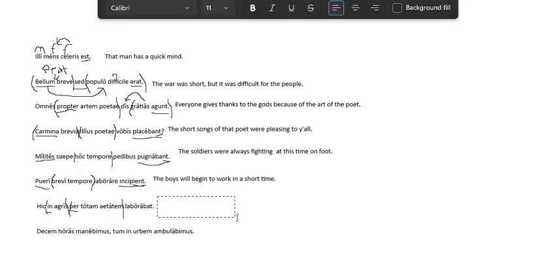Now, let's look at the verb. Laborabat tells me that the subject is singular and third person. And our last word in the sentence, hic, is nominative. On its own, that means this man, since it's masculine. So, we have our full translation. This man was working in the fields through his whole life. Last sentence. Ooh, I see a comma there.